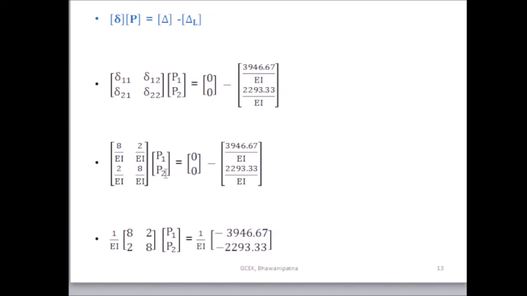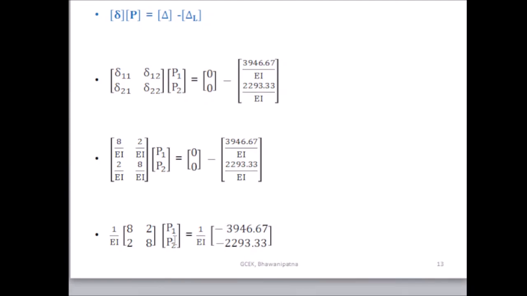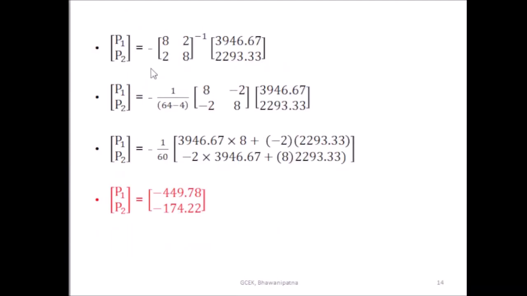Then after putting them in, this is the expression. You take 1 by EI common: 1 by EI [8228] P1 P2 is equal to 1 by EI [minus 3946.67, minus 2293.33]. Then 1 by EI cancels. Then find out what P1 and P2 are.